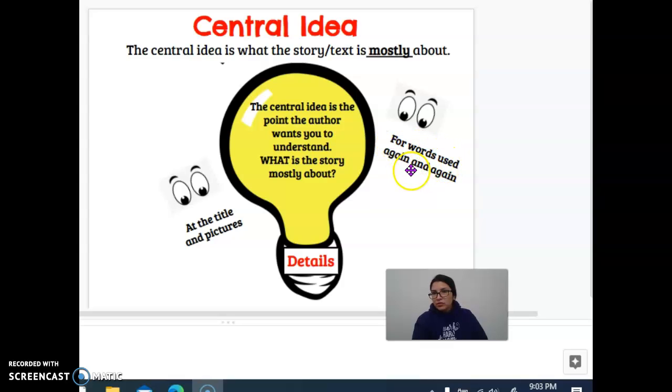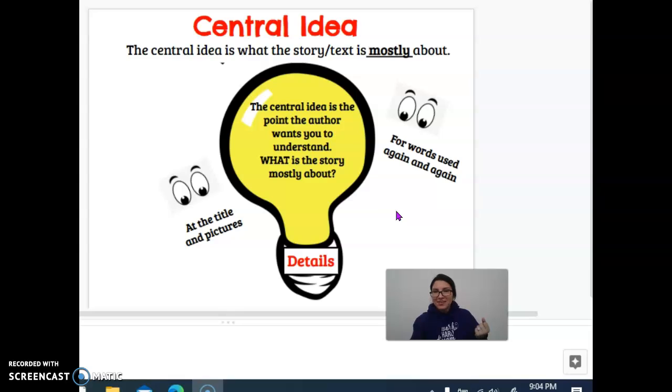Look for words used again and again. We kept seeing the word. Which word do we keep seeing? Ponies. So the central idea is what the story or text is mostly about. So the story Ponies, what was the story mostly about? It was mostly about ponies.